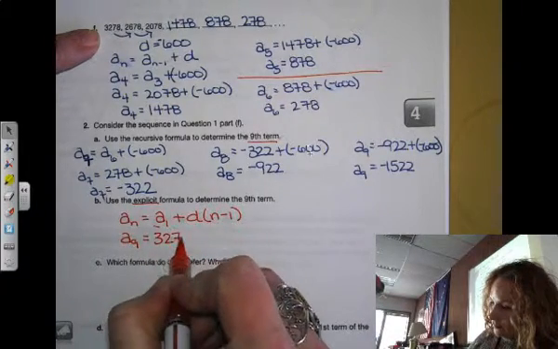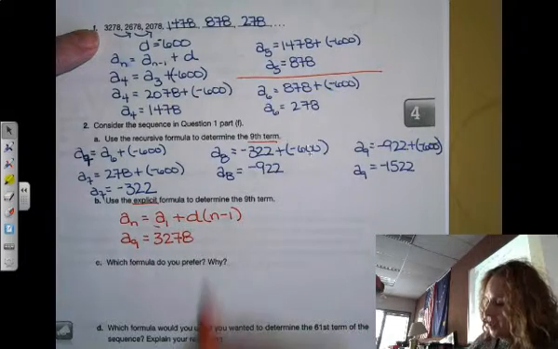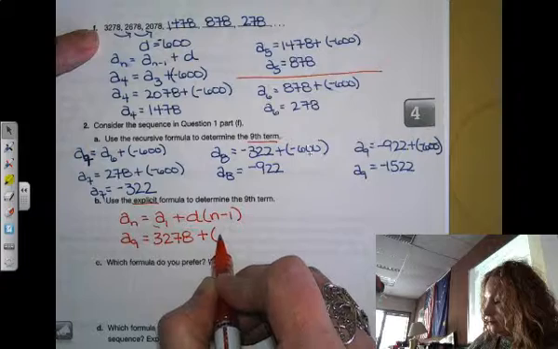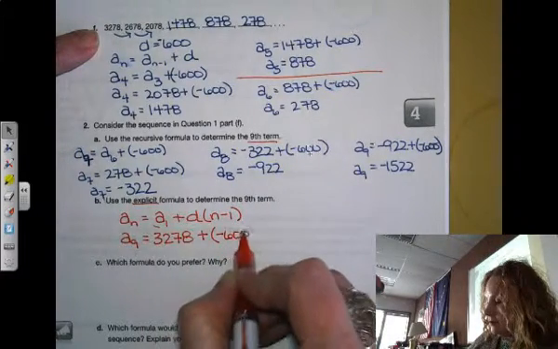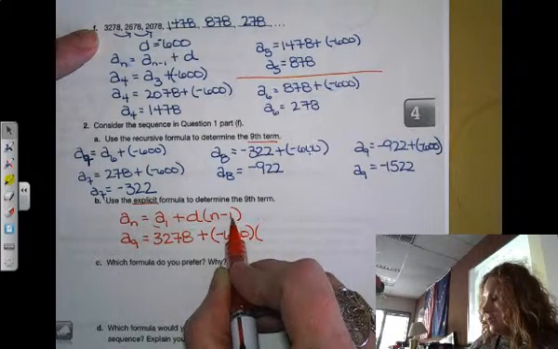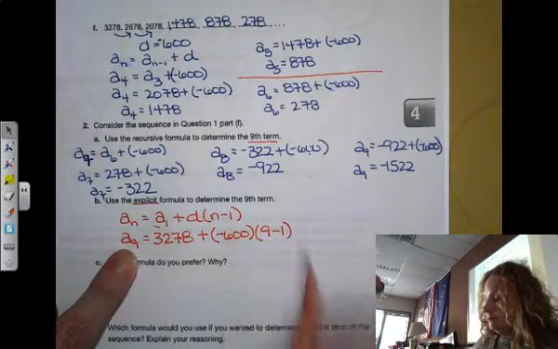3,278. Plus, what's the common difference? Negative 600 times n minus 1, right? So 9 minus 1.